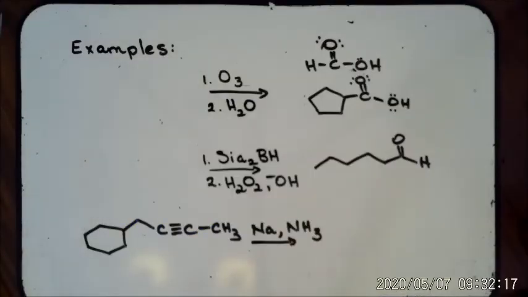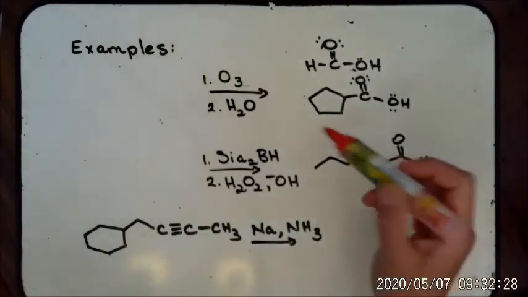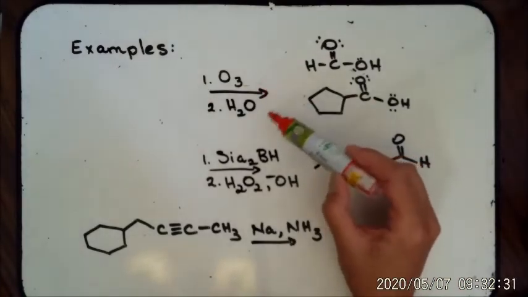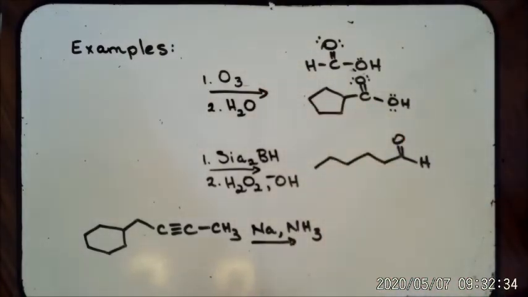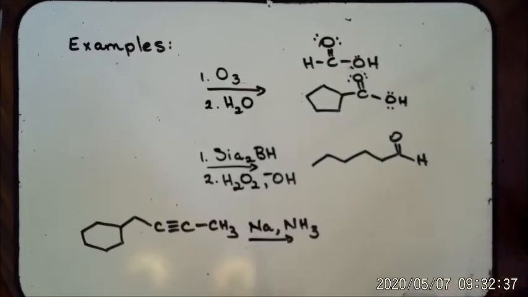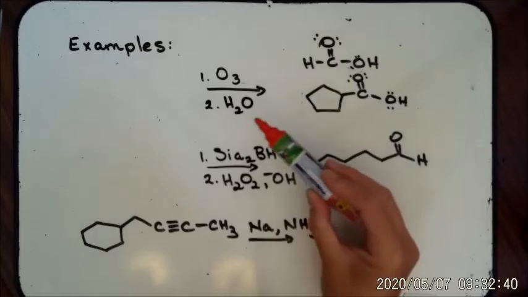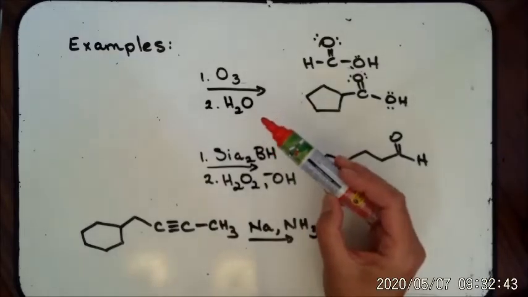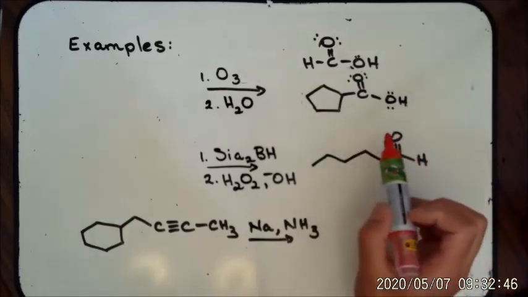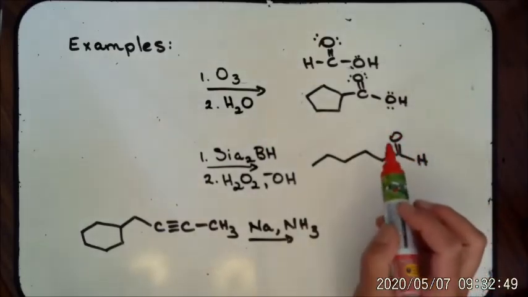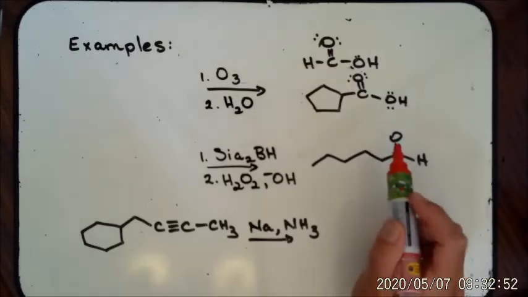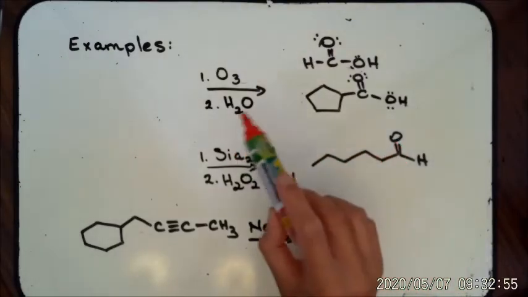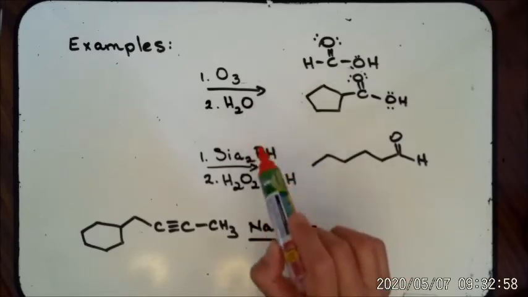So let's do a few examples based off of our newfound knowledge of alkyne synthesis. If I did ozonolysis followed by water, this is not the typical condition that we use for alkene cleavage, because normally we would use something like dimethyl sulfide in order to get aldehydes. Can you get carboxylic acids with alkene ozonolysis? Yes, but typically we don't. We use ozonolysis with dimethyl sulfide.